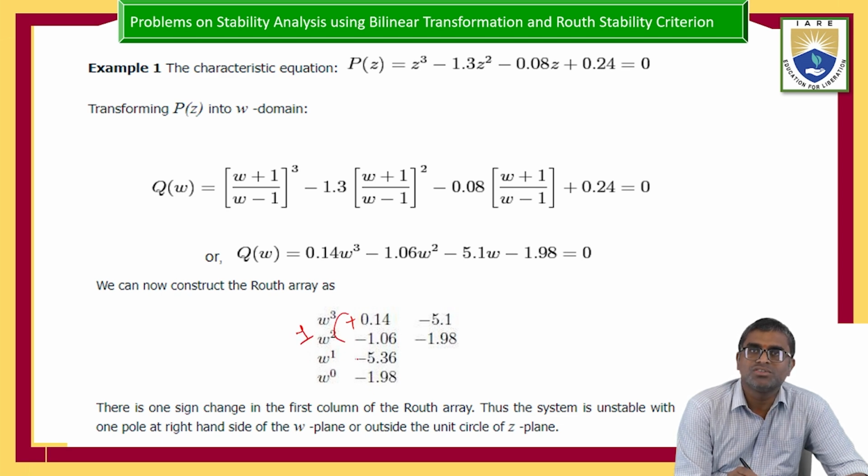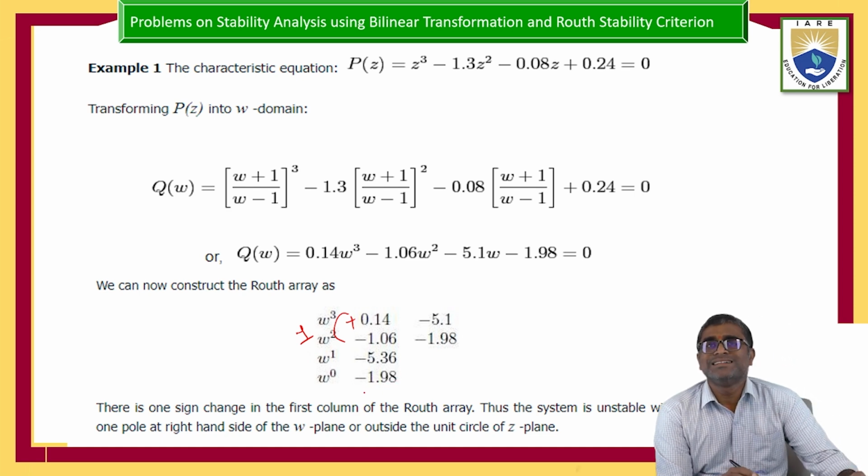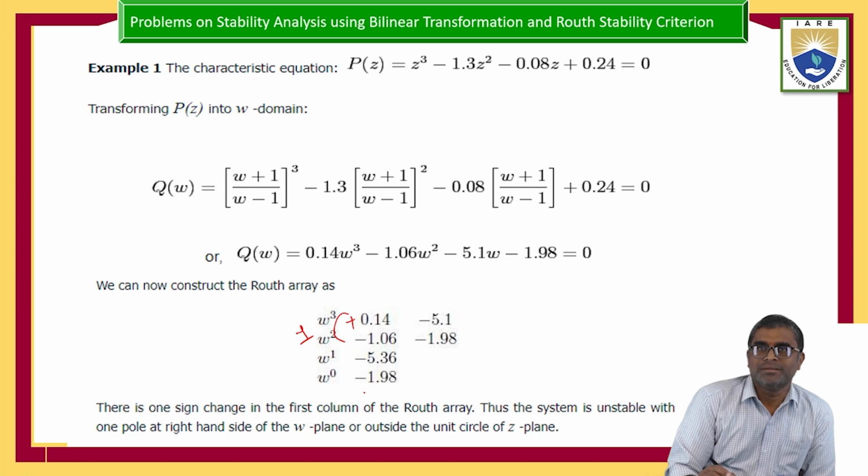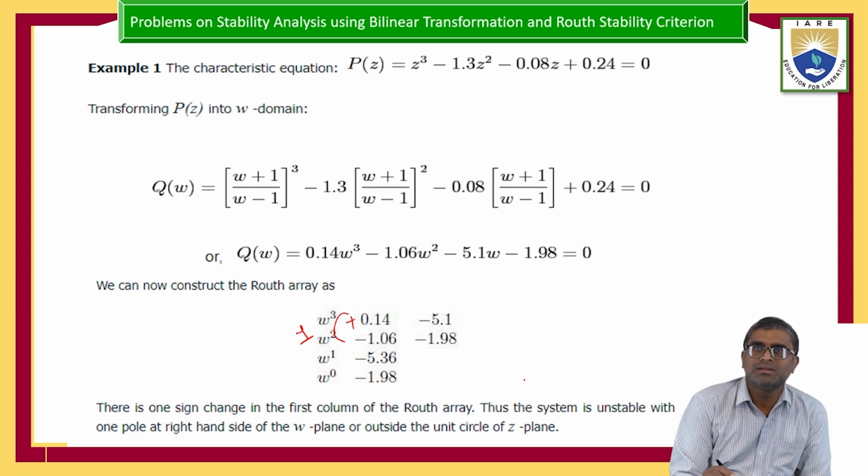From here to here there is no sign change. Here to here there is no sign change. So it is unstable. That is one pole in the right half of the s-plane. In the case of the z-plane, that is nothing but outside the unit circle.